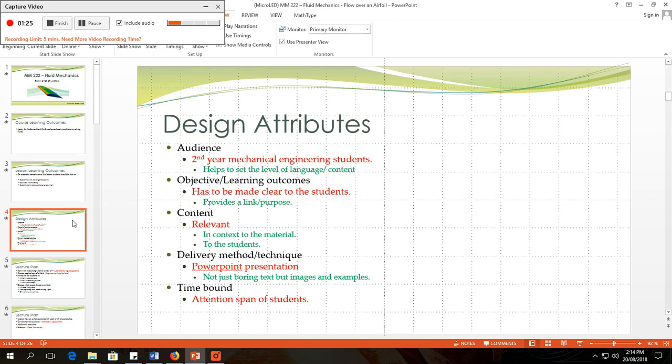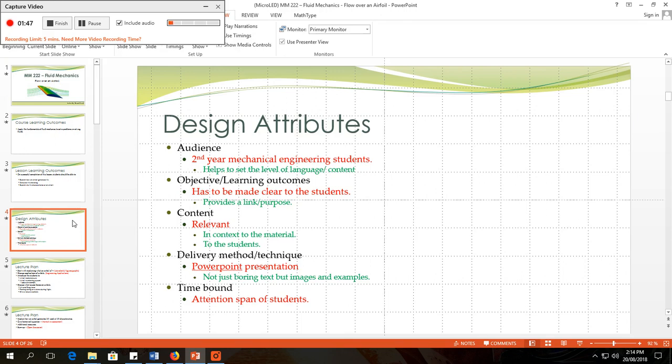Looking at the content, it has to be relevant, and we need to address 2 things. It has to be relevant to the students, and we need to use examples which the students can relate to, to help them understand the concept and grasp it. The next one is delivery method or technique.